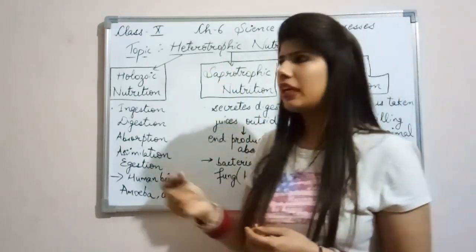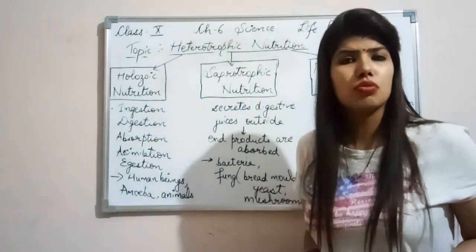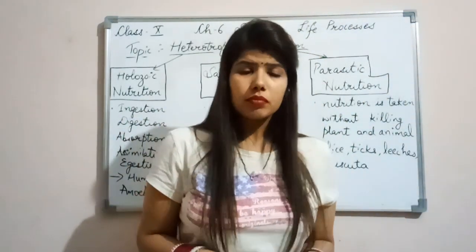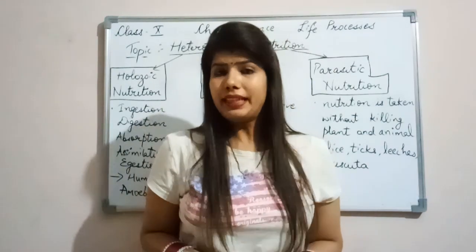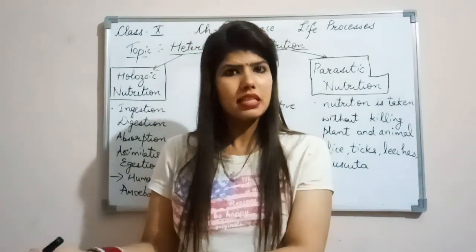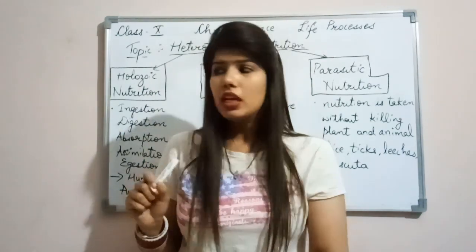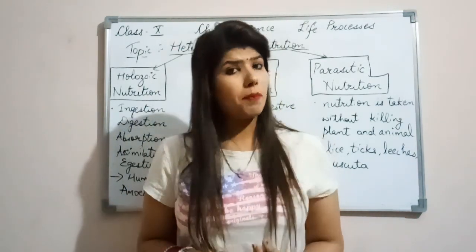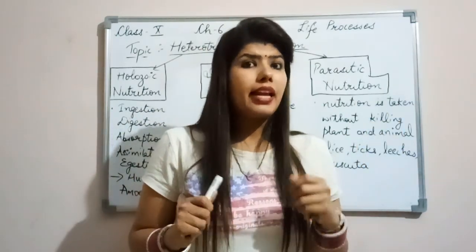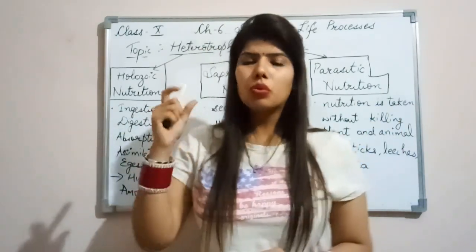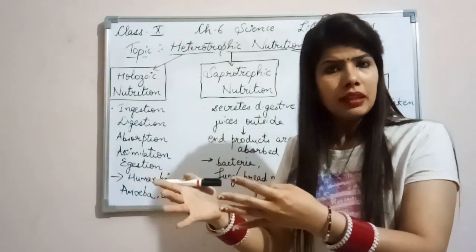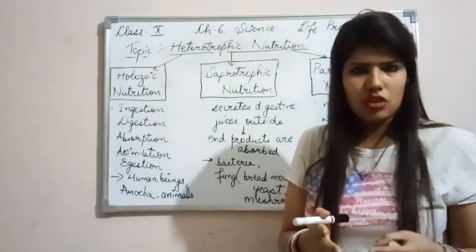For example, if I'm talking about this holozoic nutrition, I'll take two examples of that. I'll take a cow, I'll take a lion. For a cow, what does it eat? Grass. The food source is stationary. Grass does not move, it's there only. But when we talk about a lion, what happens in case of a lion? If a particular lion has to eat a deer, the lion has to run after it. So nutrition always depends upon the food that's available and the type of body structure that you have.